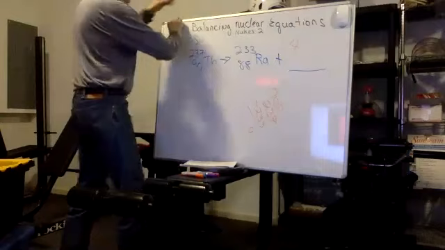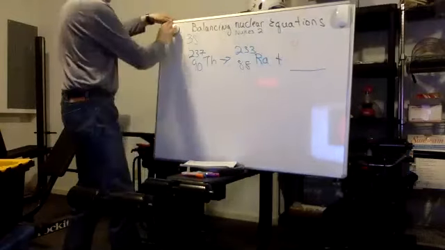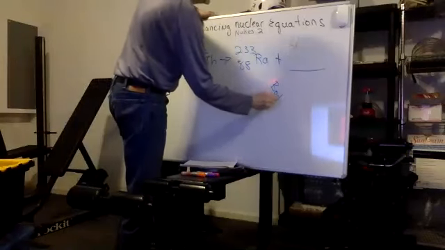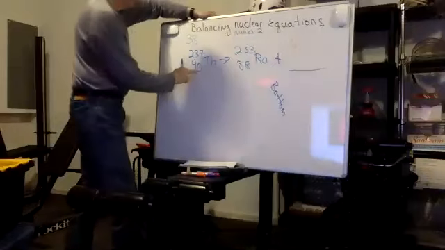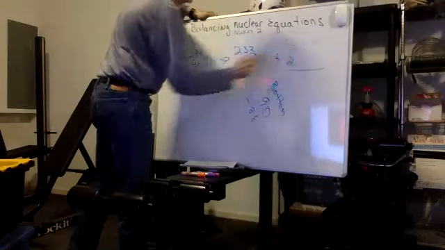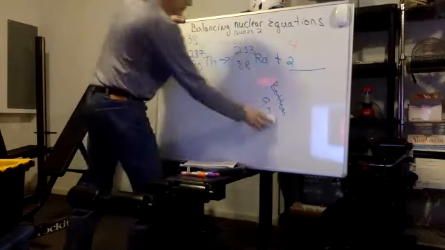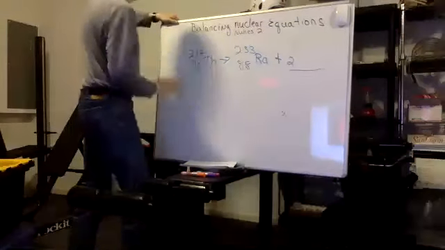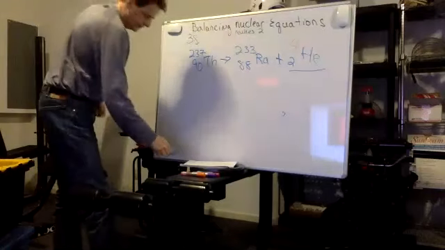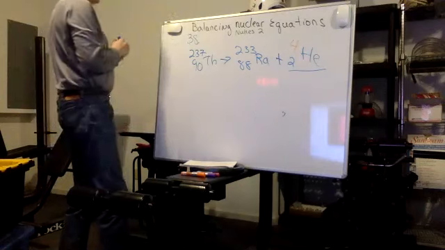And then we'll do the bottom. Bottom, we got 90. And subtract out the 88. We got 2. And we have a classic alpha particle emission here. Stick in the symbol. And there it is. That is number 38. That is an alpha particle.